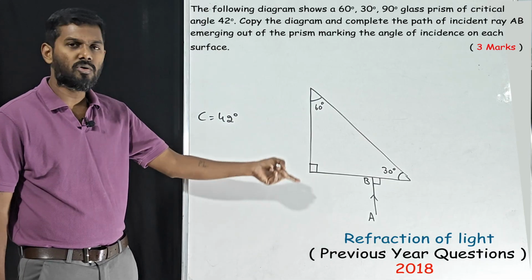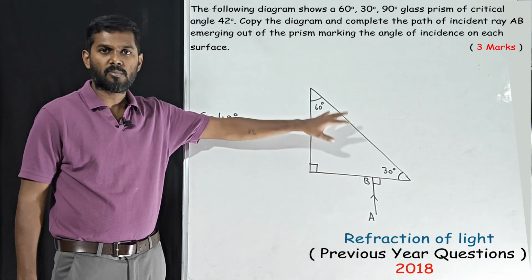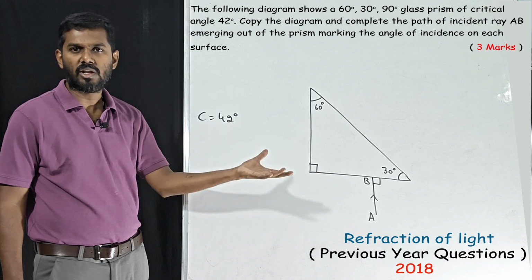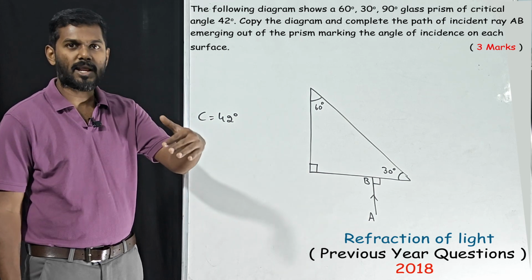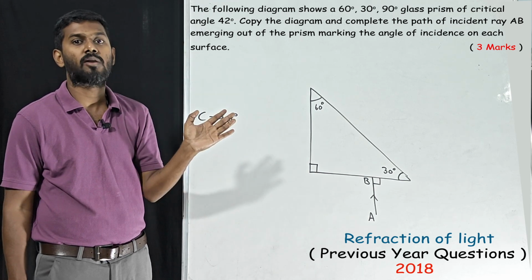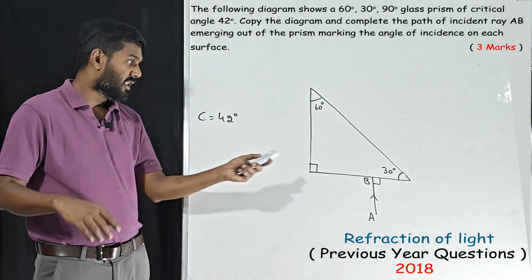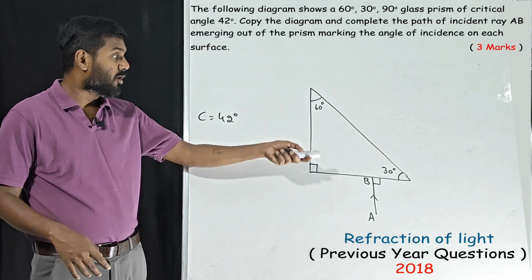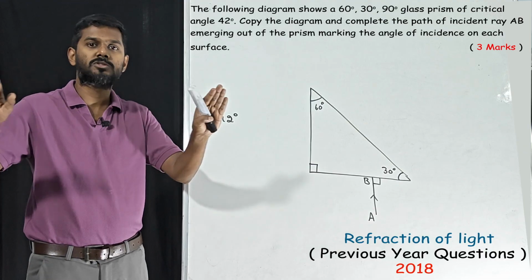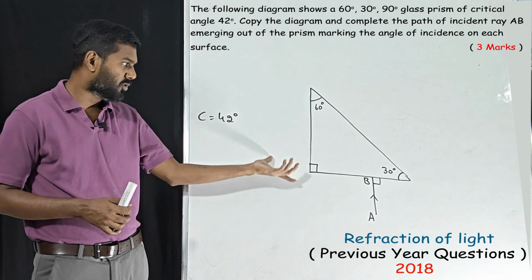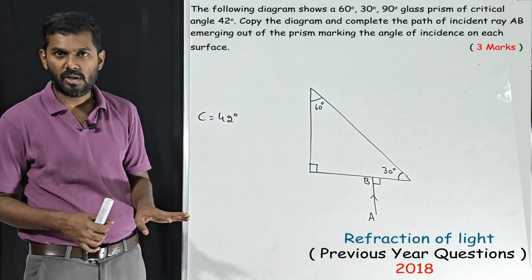If you know how to continue with the diagram, then only you will understand this solution, because this is not about knowledge, this is about some procedures. What happens if it is less than the critical angle? What happens if it is equal to the critical angle? What happens if the angle of incidence is more than the critical angle? How to draw it inside the prism? All those things are a procedure, which I have taught you in the concept video. If you know that, then only this question is going to be useful.